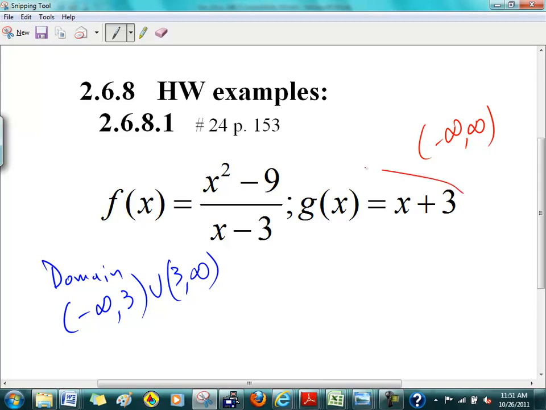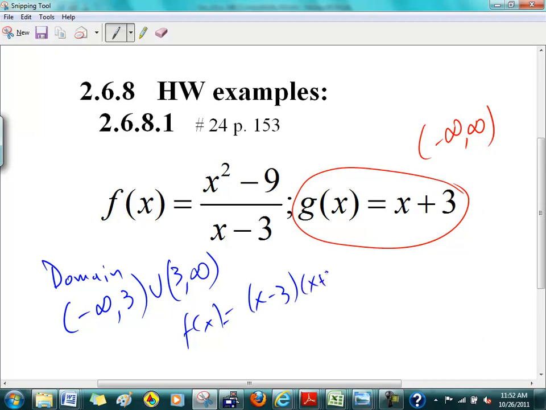Wait, is there any restriction here? Look at it. Why can't x be negative 3? Yeah, it's when the denominator goes to 0, you have problems. Okay? It says simplify f, so we need to simplify f. Which means we need to factor this. So this becomes x minus 3, x plus 3 over x minus 3. You cancel that. And so your simplified function is the same as what g is.